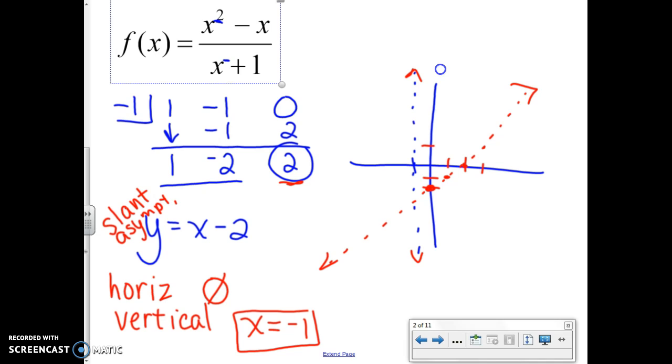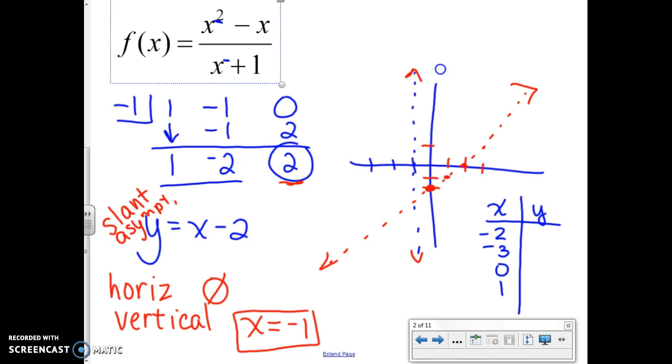So what I would do from here, as long as I've got that, I'm going to plug in just a few random points because it will help me actually figure things out. So I go back to my very beginning function. And let's say I'm going to just make an XY table. I'm going to choose some values to the left of the vertical asymptote. So I'll put in like -2, maybe -3. And then I'll go to the right. So I will choose something like 0 and 1.